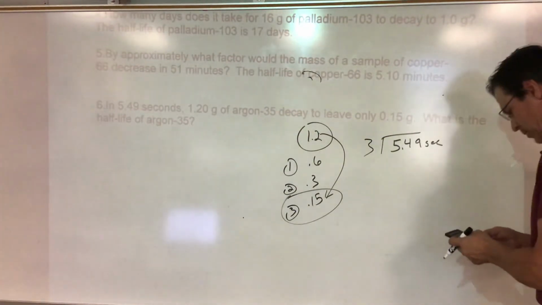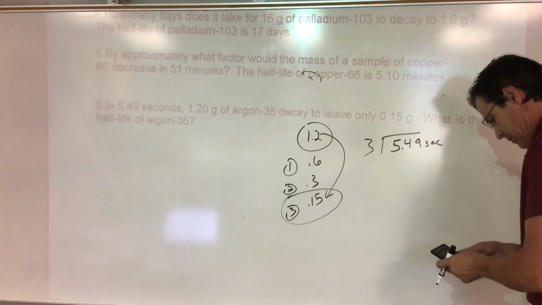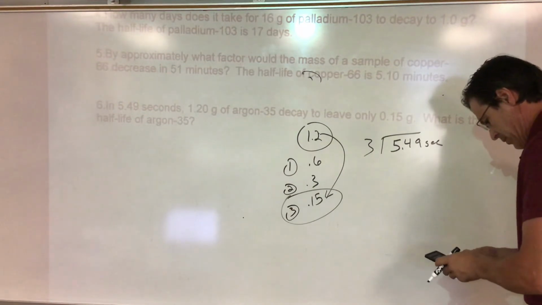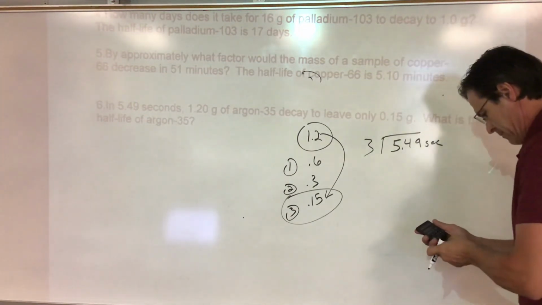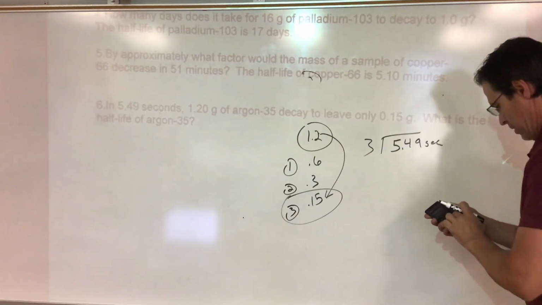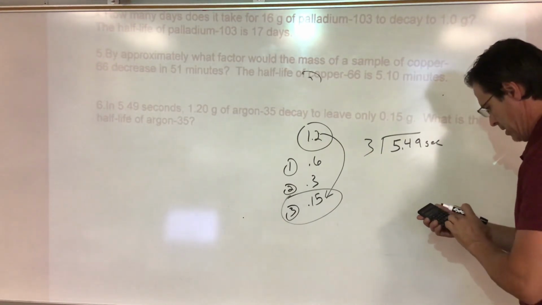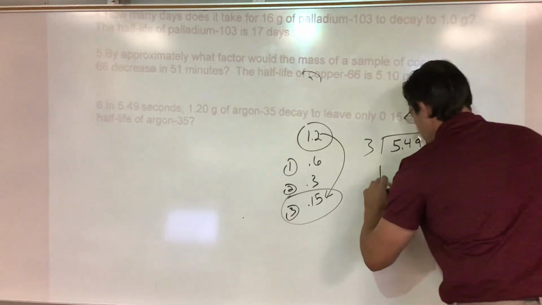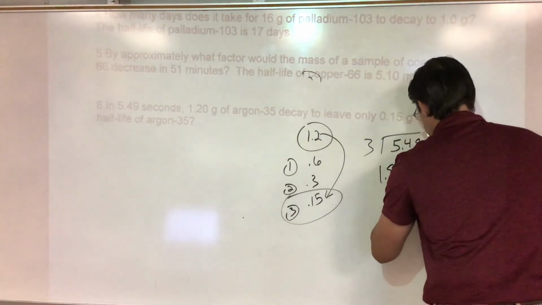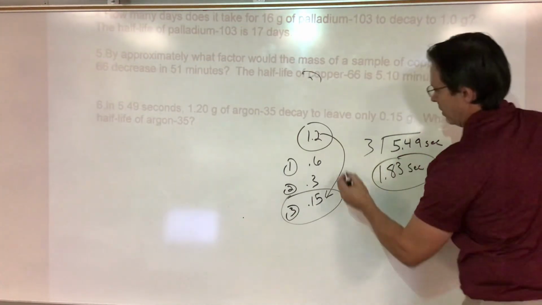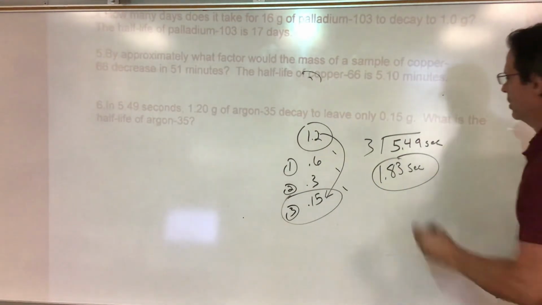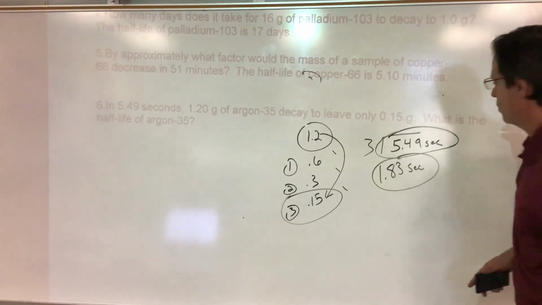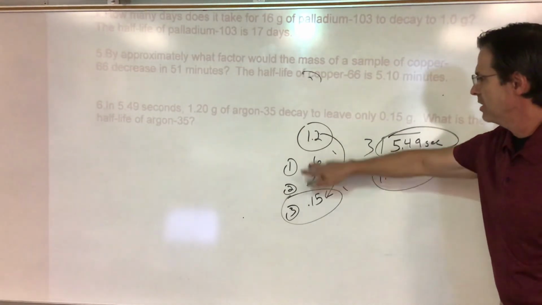So 5.49 divided by 3 equals 1.83 seconds. So that's 1.83 seconds, 1.83 seconds, 1.83 seconds. So at the end of 5.49 seconds, this is what was left, and this is what it started at.